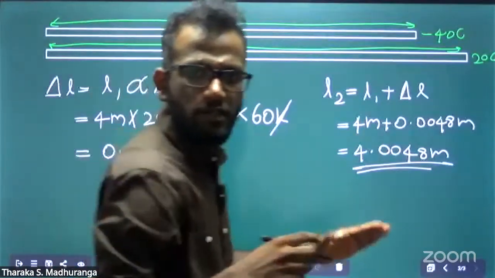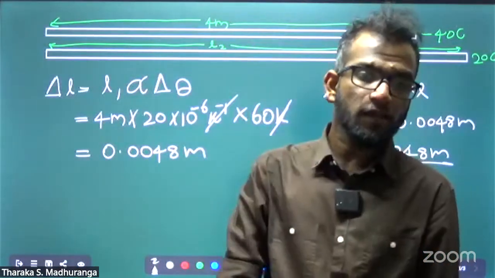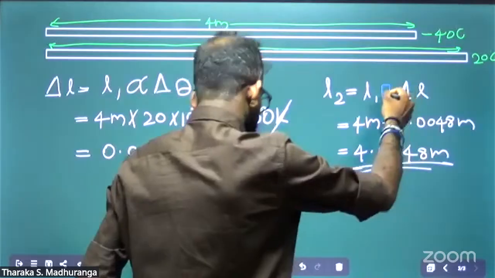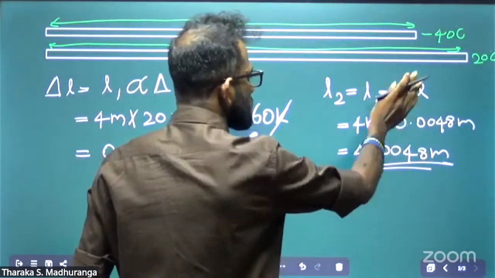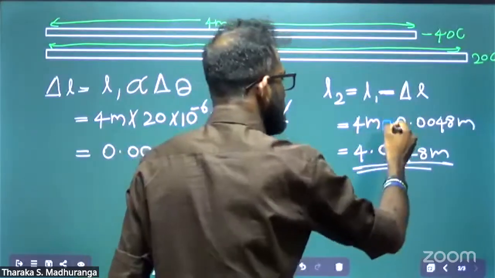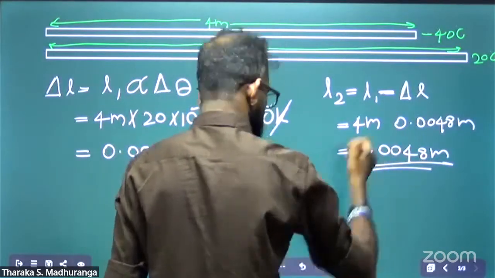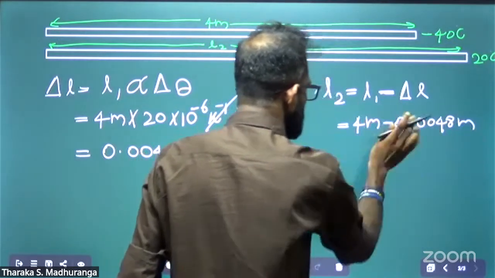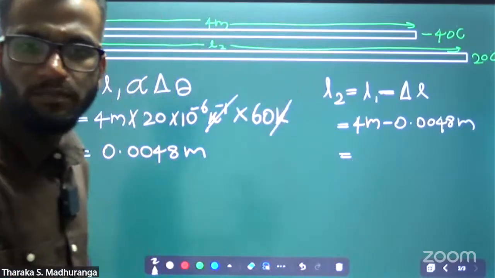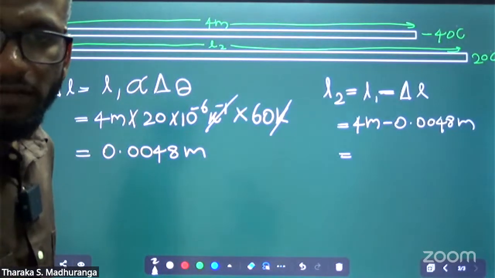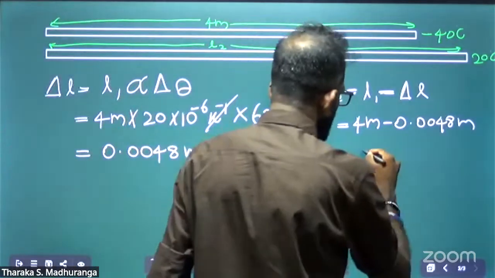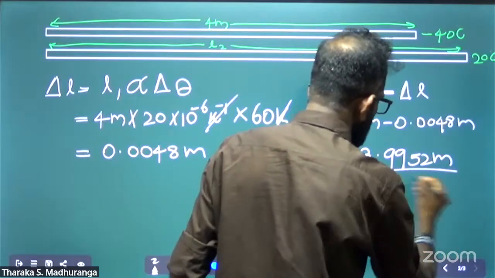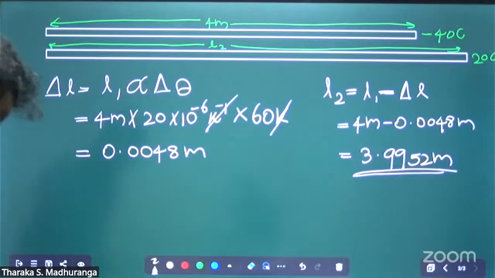Now this amount is decreasing, not increasing. Therefore this is not plus, it is subtract. Only subtract. The symbol is changing. Then what's the value? 3.9952. Very good. 3.9952 meters. Any doubt? Please ask.